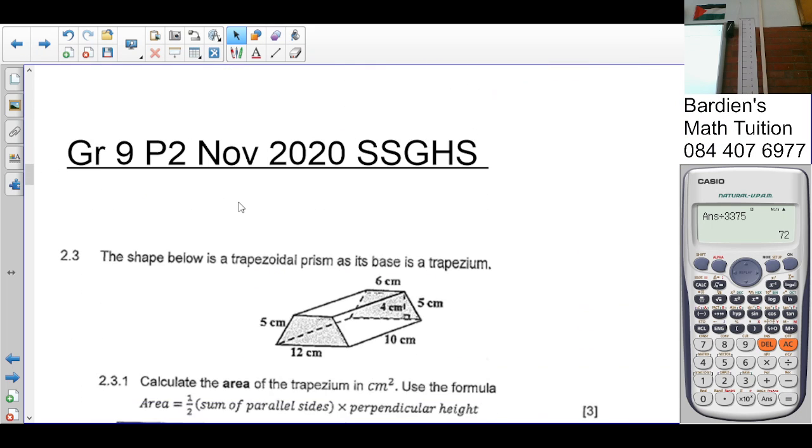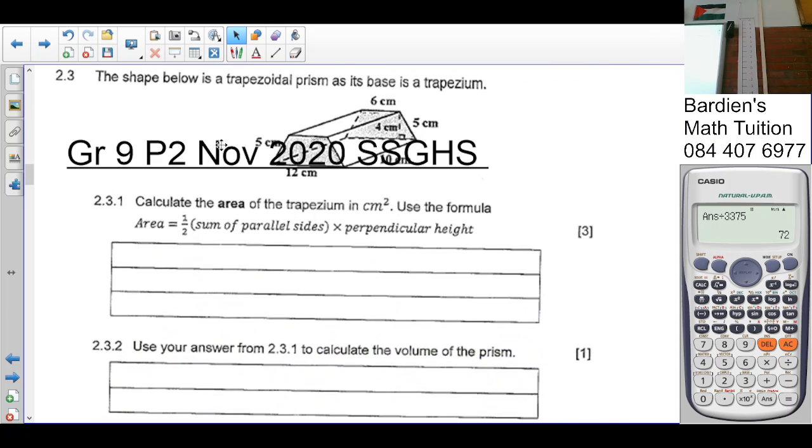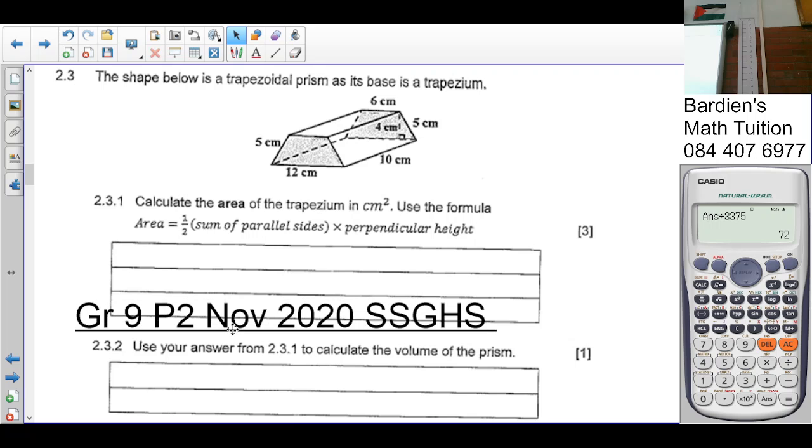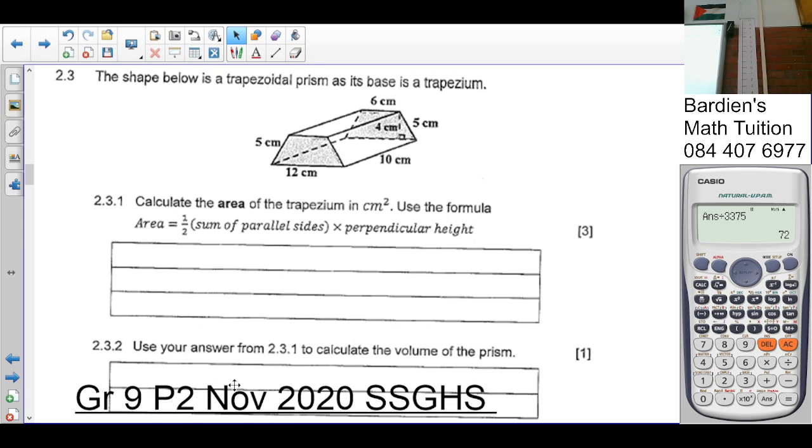People, let's look at the next one. The shape below is a trapezoidal prism. The trapezoid is what? Trapezium. Trapezium face. Okay. Calculate the area of the trapezium in centimeters squared. Use the formula area is equal to half the sum of the parallel sides times the perpendicular height.